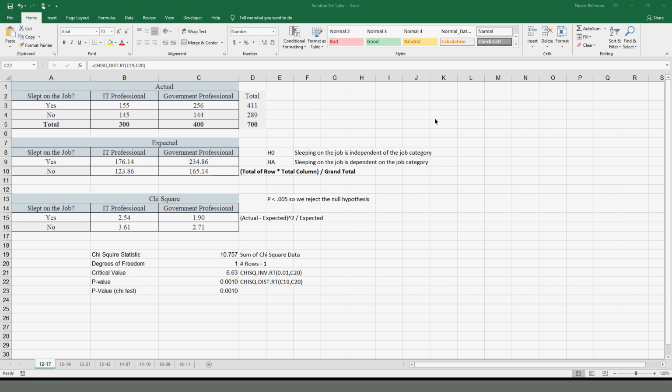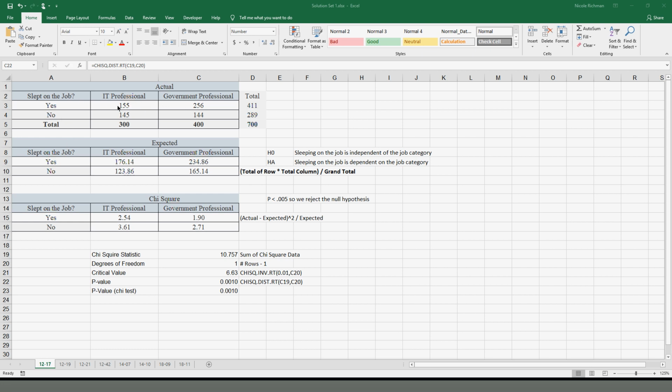So in this problem, which is at 1217, we're looking at whether or not there's a relationship between sleeping on the job and job category. So our null hypothesis is that sleeping on the job is independent of job category. That's what we're trying to refute. So the alternative hypothesis would be that sleeping on the job is dependent on job category, meaning that a government professional might be more likely to fall asleep on the job, or an IT professional might be more likely to fall asleep on the job.